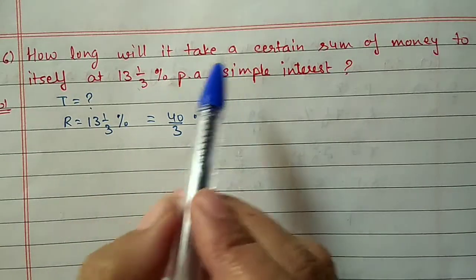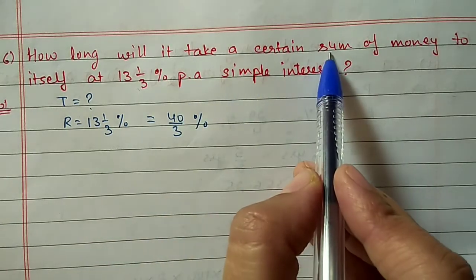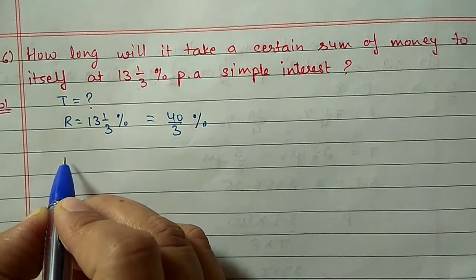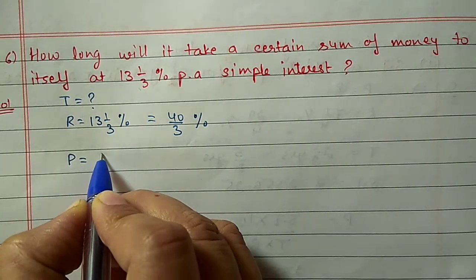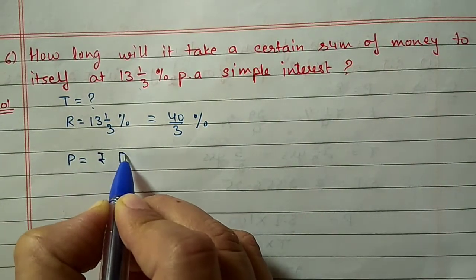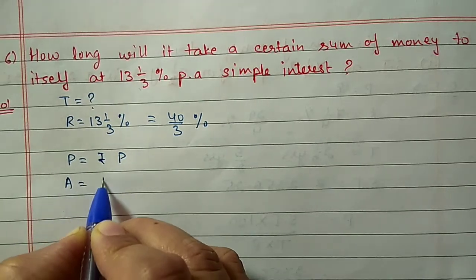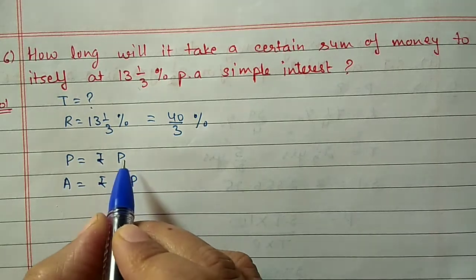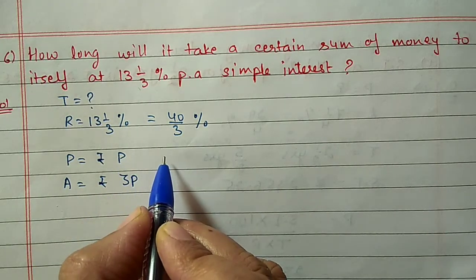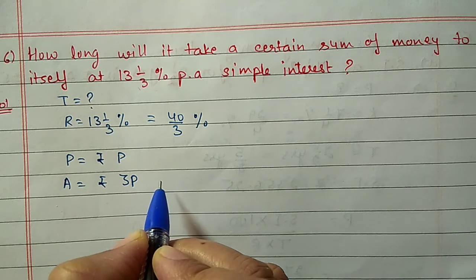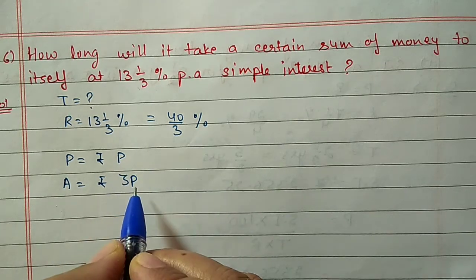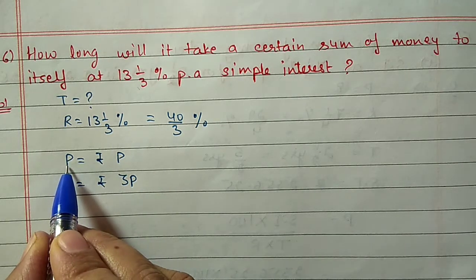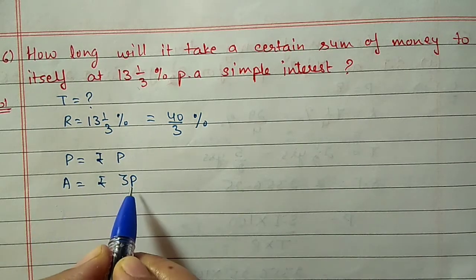Now you can see here, a hint is given in this question: sum of money to triple itself. So if you take the principal amount as rupees P, then the amount will become triple of this, means 3p. You can take 100 also. If you take principal amount as 100 rupees, then it will become 300 rupees. You can take a variable or any number, it's your wish. So if we have taken principal money as rupees p, then amount will become 3p.